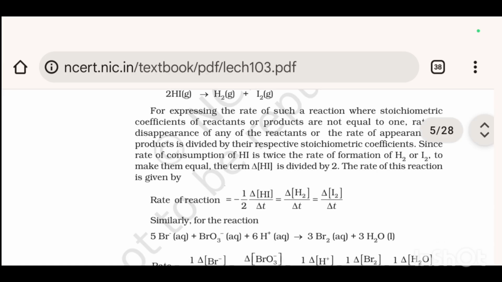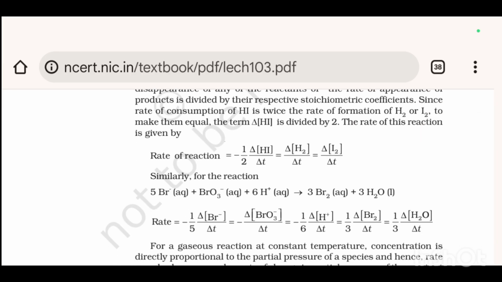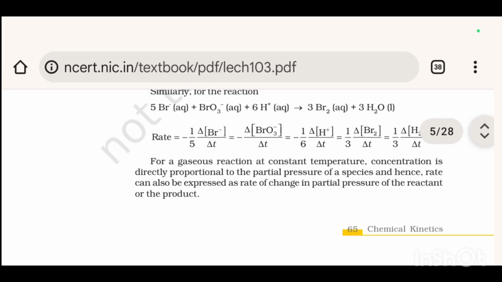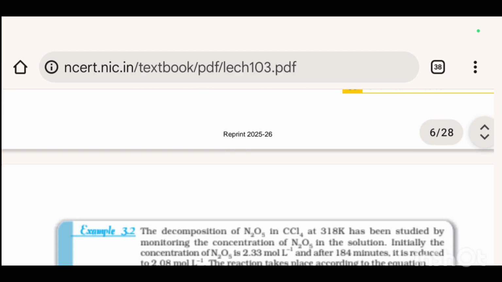Similarly, for the reaction 5Br minus (aqueous) plus BrO3 minus plus 6H plus gives 3Br2 plus 3H2O, the rate will be minus 1 upon 5 delta Br minus upon delta t equals minus delta BrO3 minus upon delta t equals minus 1 upon 6 delta H plus upon delta t equals 1 upon 3 delta Br2 upon delta t equals 1 upon 3 delta H2O upon delta t. For a gaseous reaction at constant temperature, concentration is directly proportional to the partial pressure of a species, and hence rate can also be expressed as the rate of change in partial pressure of the reactant or the product.